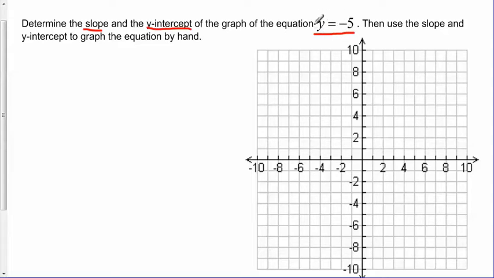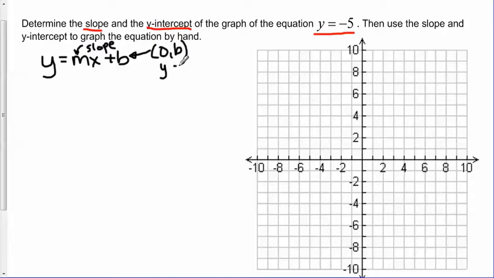So I see this y by itself on one side of the equation, which makes me think, well, this should be kind of in this y equals mx plus b form. Remember, this is called the slope-intercept equation, where m gives us information about the slope and the b gives us information about the y-intercept. Remember that the point 0, b will be the y-intercept.